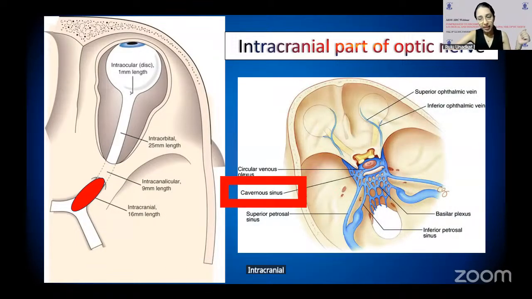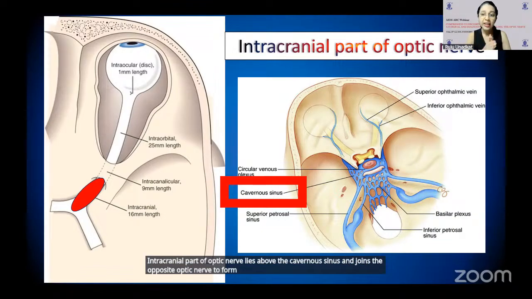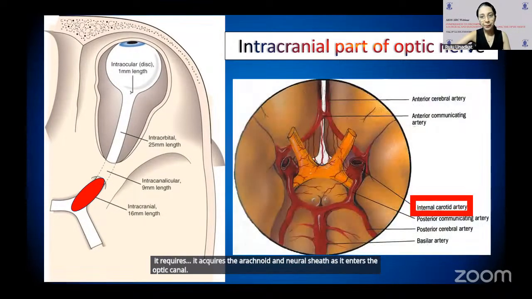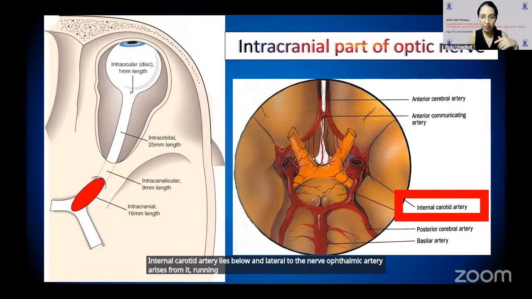Intracranial part of optic nerve lies above the cavernous sinus and joins the opposite optic nerve to form optic chiasma. Initially covered only by pia mater, it acquires the arachnoid and dural sheath as it enters the optic canal. Internal carotid artery lies below and lateral to the nerve. Ophthalmic artery arises from it, running beneath the optic nerve.